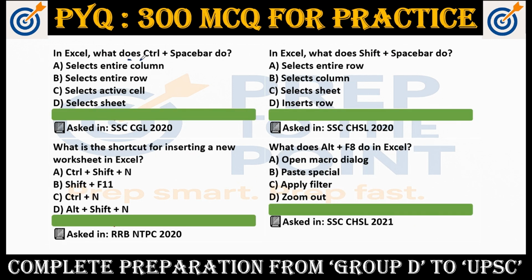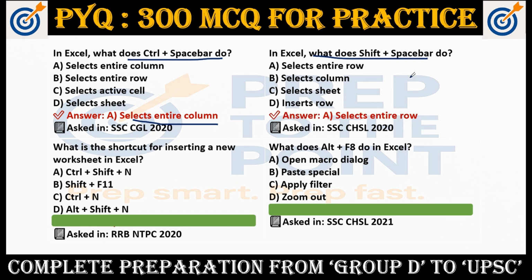Control plus space bar selects entire column. Control plus space bar, select entire column. What does Shift space bar do in Excel? Selects entire row. Shift space bar, entire row. Control space bar, entire column.